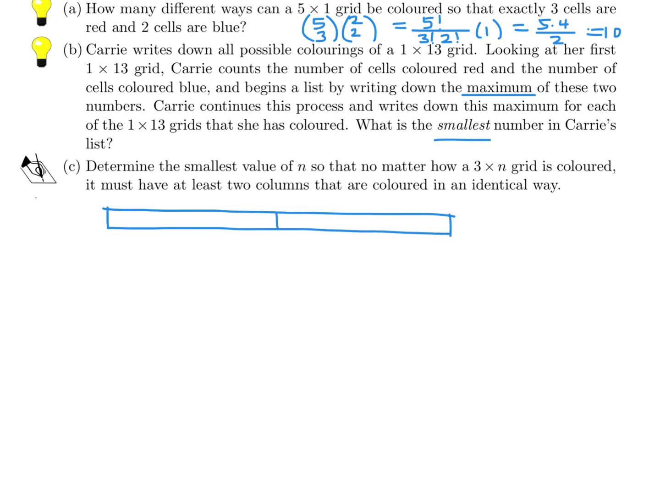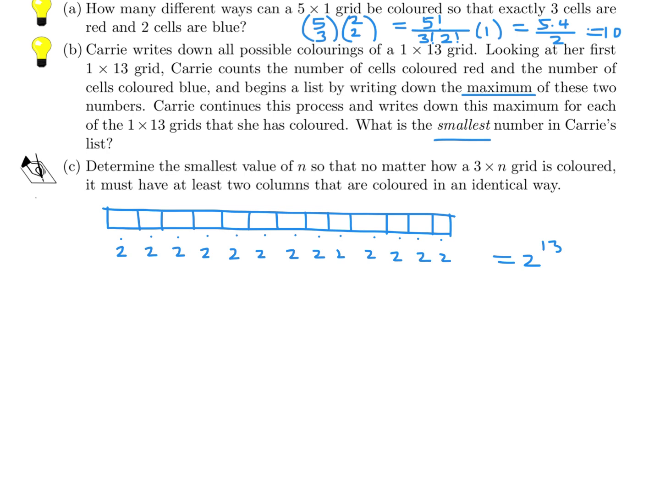Let's see if I can make 13 of these guys. There, that's 13, right? 1, 2, 3, 4, 5, 6, 7, 8, 9, 10, 11, 12, 13. Okay, good. So there's 2 colors, right? Blue and red. So each of these has 2 possibilities in terms of what it can be. So the total would be 2 to the power of 13 in terms of the number of different arrangements.